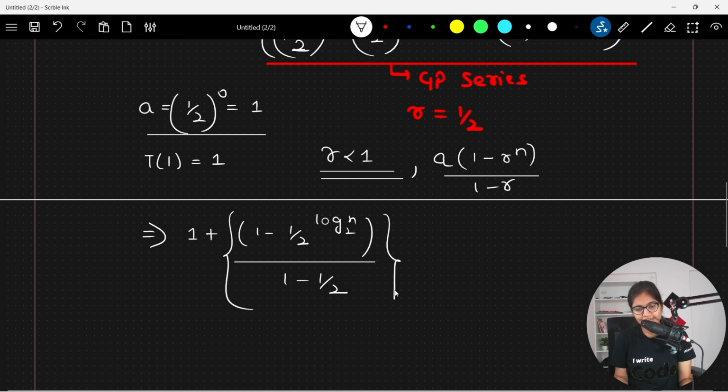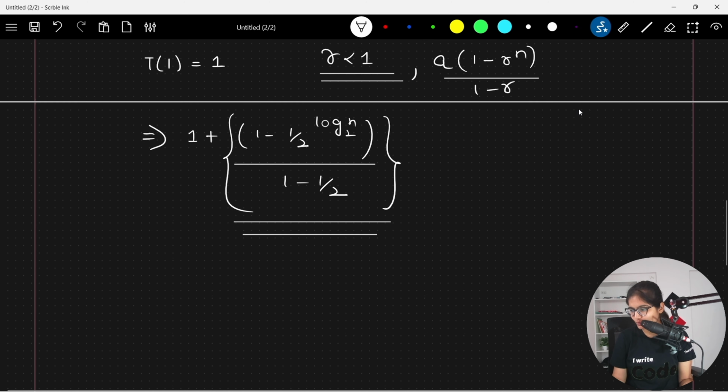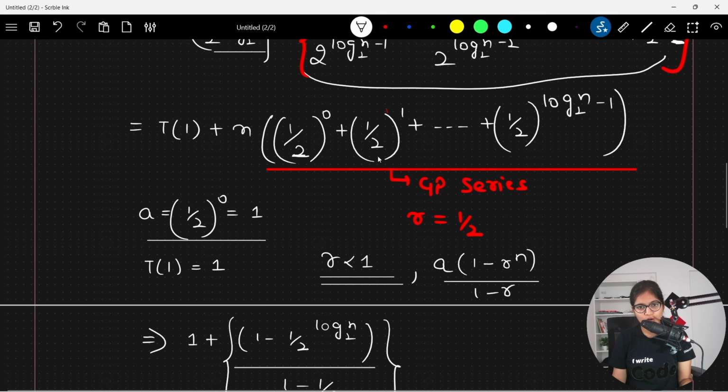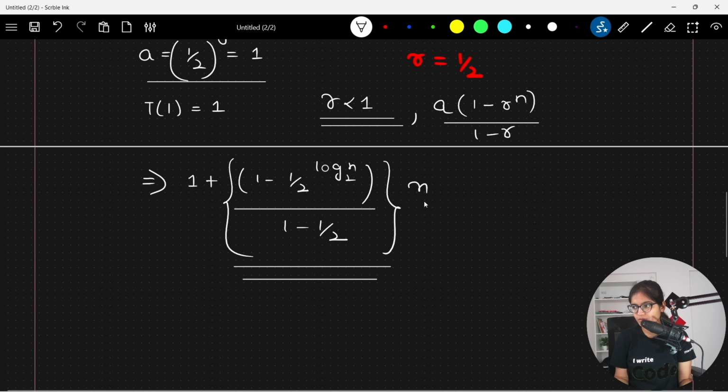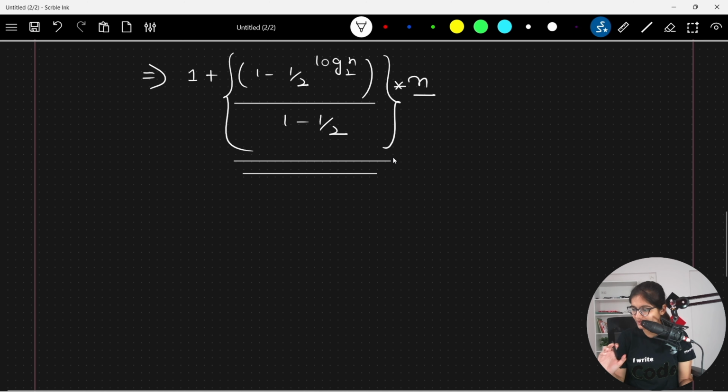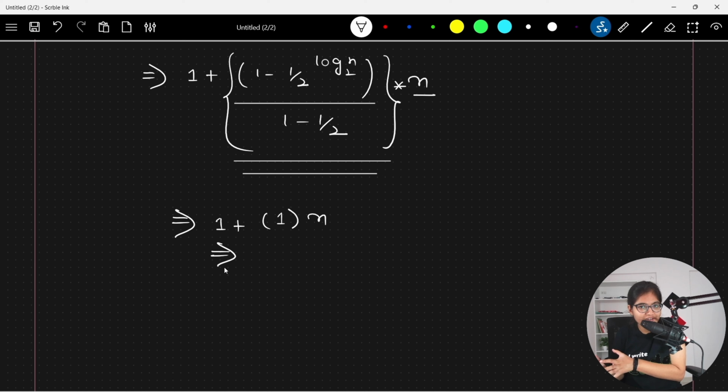Here, if you try to solve this equation, this GP series equation, and obviously outside this there is an n term which is already in a multiplication term. Now if you try to solve this particular series, you will get a constant value. So what I am saying is that 1 plus any constant, suppose which I am representing as 1 only, into n is something where we need to take the higher factor in order to calculate the big O time complexity. So this is something which we get as big O of n.